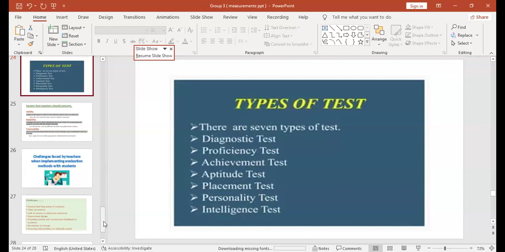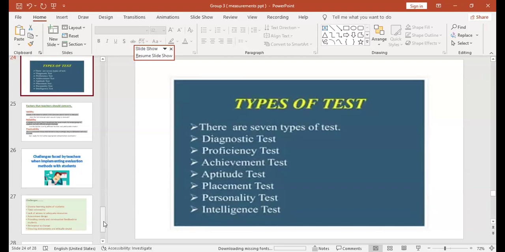Next type is aptitude test. Aptitude tests are mainly made to assess intelligence and knowledge. Aptitude tests most commonly consist of numerical reasoning, verbal reasoning, speech, accuracy abilities, and more. For example, musical or athletic talent.